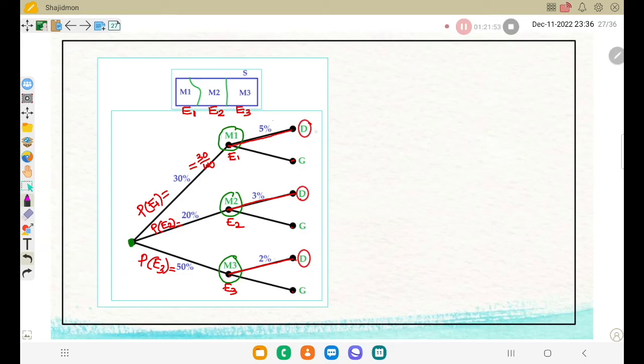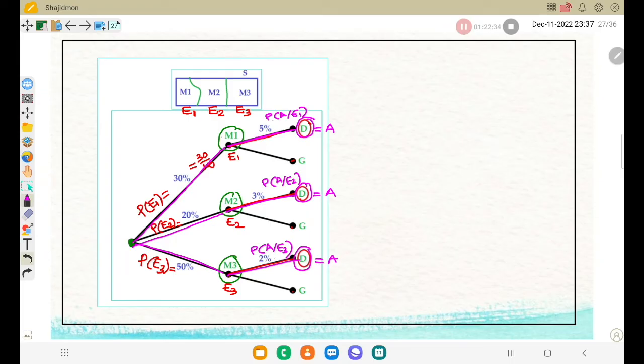See, probability of A means defective. D means A, correct? Defective bolt, that is the event A. So, see here D is there, here D is there, here D is there, correct? So, how we need to calculate? First probability of E1 multiply probability of A given E1, then probability of E2, probability of A given E2, probability of E3, probability of A given E3, correct? These three we need to consider. So, probability of A given E1 we will get here, probability of A given E2 we will get here, probability of A given E3 we will get here.